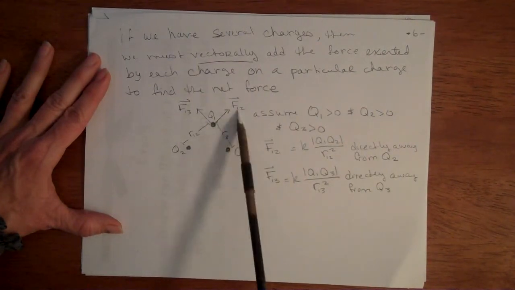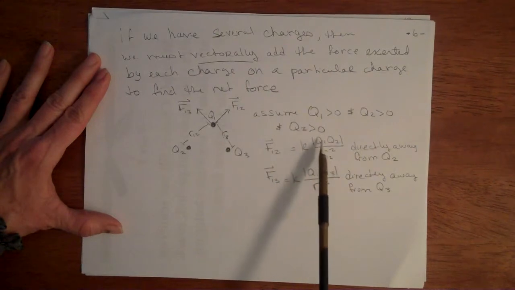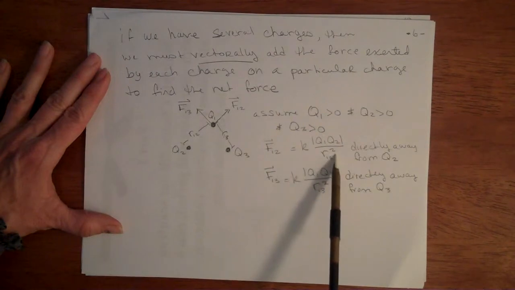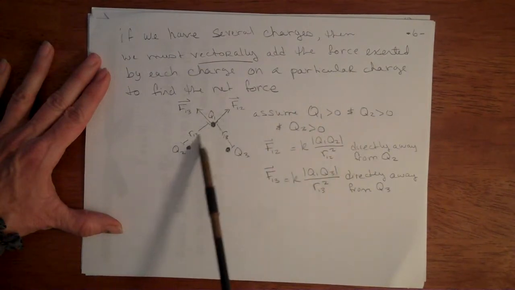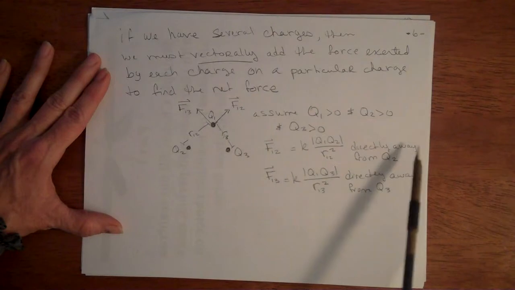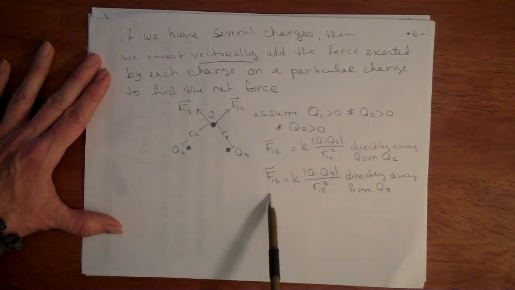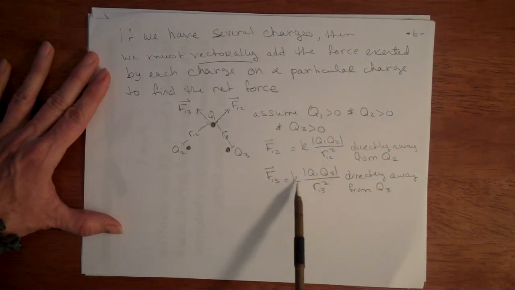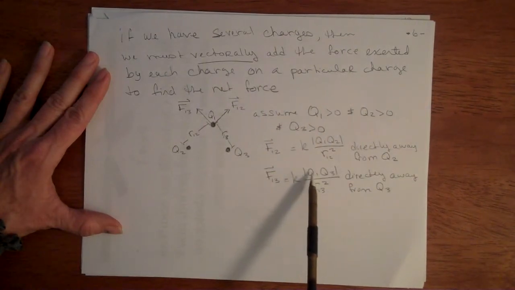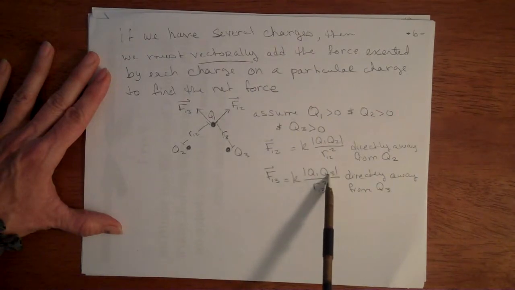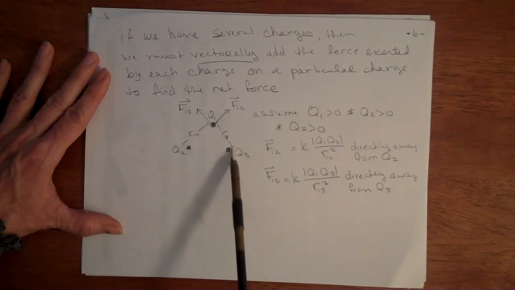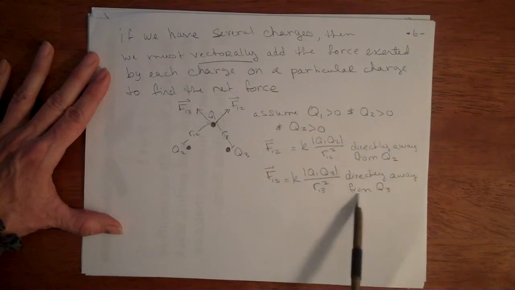So the length of F12 is given by Coulomb's law, k, product of Q1, Q2 absolute value bars, divided by the distance between 1 and 2, R12 as in this diagram, squared, and that's directly away from Q2. F13's magnitude and direction is given by the magnitude part of Coulomb's law, k, product of the charges involved, Q1 and Q3 in this interaction, absolute value bars, divided by the distance between 1 and 3 squared, R13 as in this diagram, and directly away from Q3.